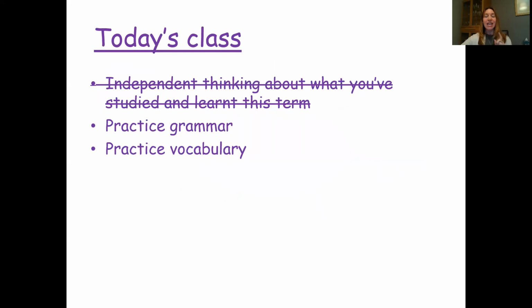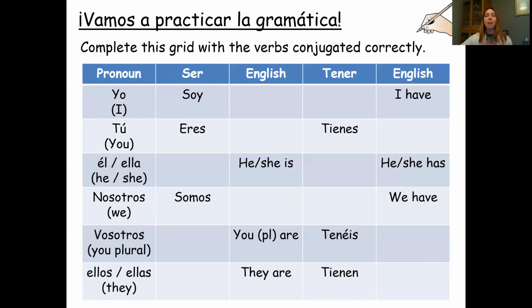Continuamos entonces. So a little bit of grammar practice for you. Vamos a practicar la gramática. Let's practice some grammar. So 2 of the most important verbs that we have done over the course of this module was ser, to be, and tener, to have. These are irregular verbs in Spanish, so there's no hay más remedio, there's nothing else for us to do but to learn them off by heart.